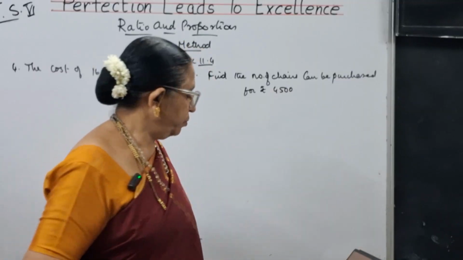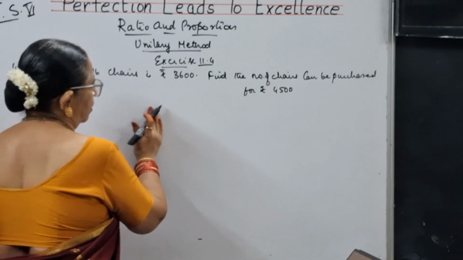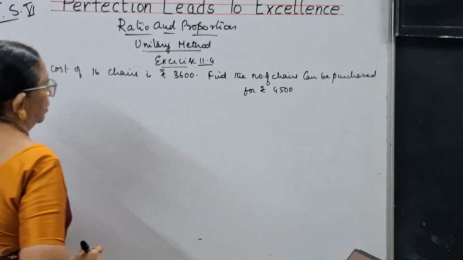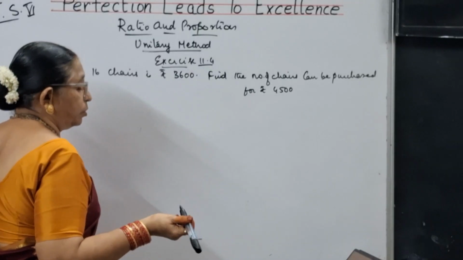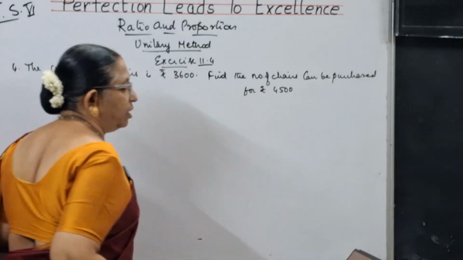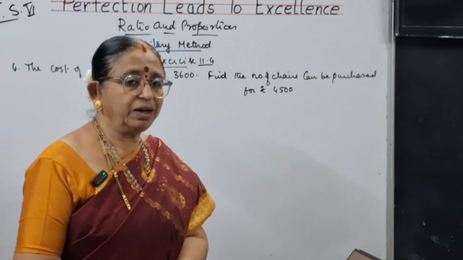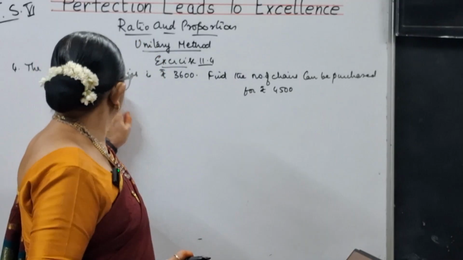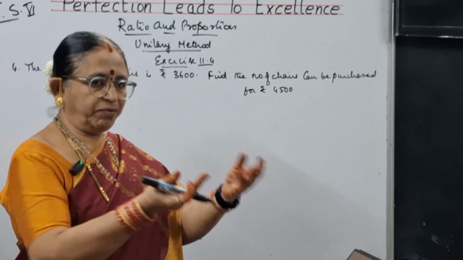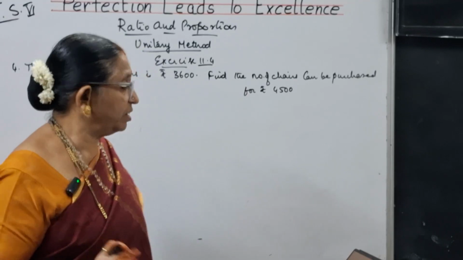Fourth sum, children. Fourth sum is: cost of 16 chairs is 3600 rupees. Find the number of chairs that can be purchased for 4500. This is a little bit different from the earlier problems, children. Here they have given the amount that they are spending. You need to find out how many chairs they are getting. Actually, 16 chairs cost 3600. So he said, I have 4500 rupees, so how many chairs will I get? That is the calculation that you have to do.